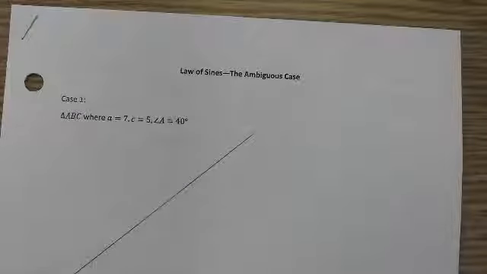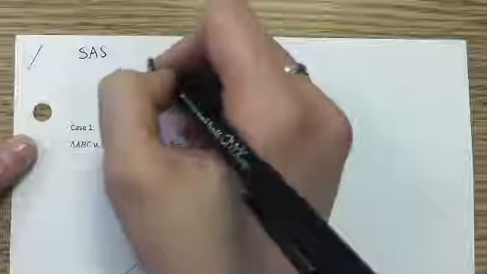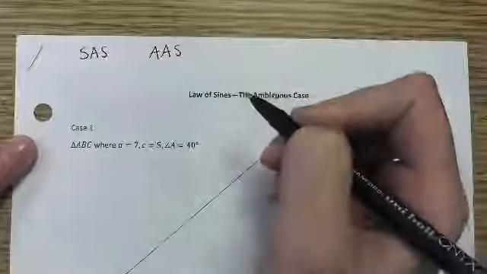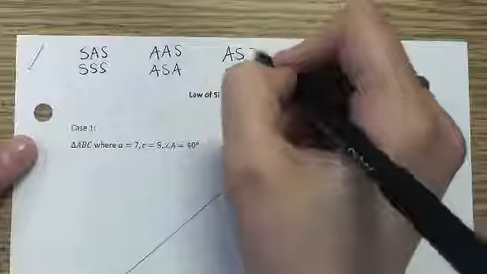Alright, so when you were learning about triangle congruence, do you remember the different types of triangle congruence we had? They had the letters S and A. Side angle side was one of them. Angle angle side was another one. Side side side was one. Angle side angle was one. Angle side side was not one.